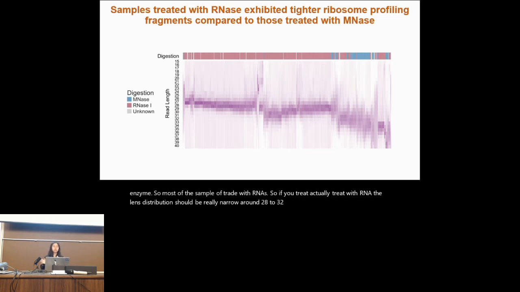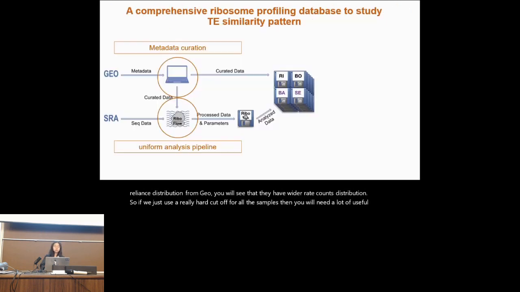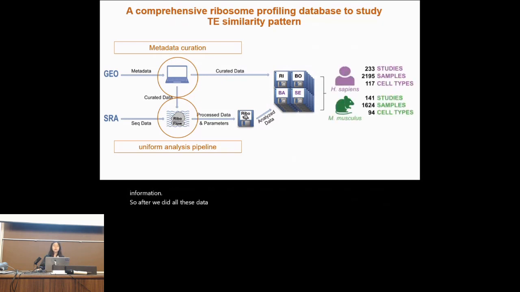But there are still some protocols that use micrococcal nuclease as the treatment. So with that kind of data source, if you really dig into the real length distribution from GEO, you will see that they have a wider read count distribution. So if we just use a really hard cutoff for all the samples, then you will miss a lot of useful information. After all this data processing, we now have thousands of human and mouse datasets available for us to really understand the TE similarity pattern across species and genes.